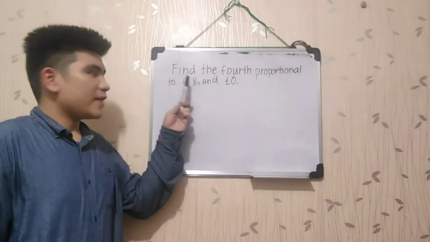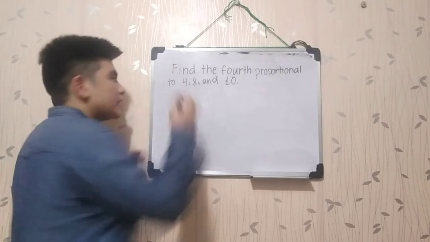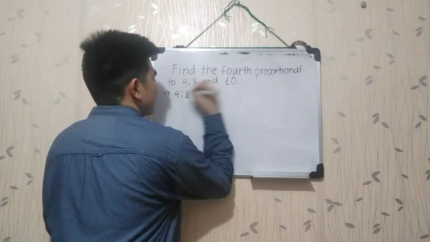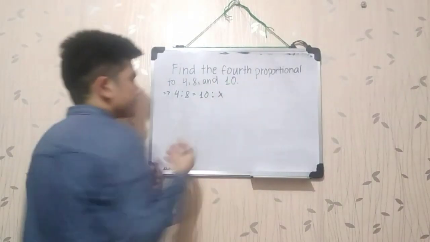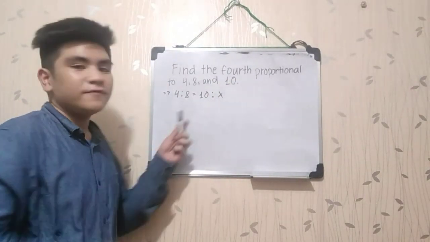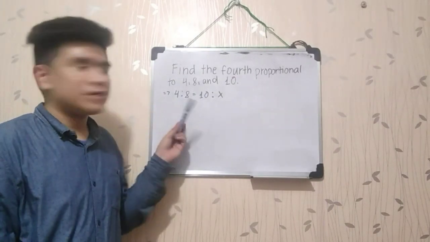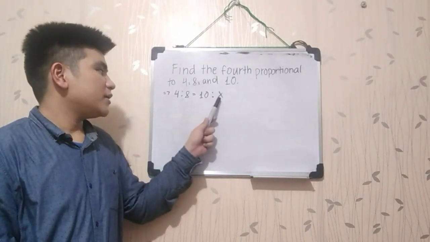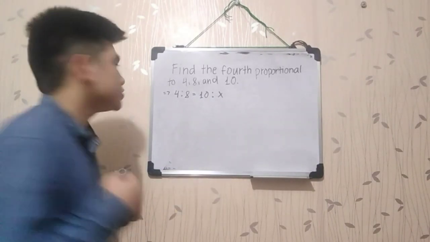Moving on to our last example, I have here to find the fourth proportional to 4, 8, and 10. Now, write it as 4 is to 8 as 10 is to x. Now, this is different from the previous example since we have different values of means now and we have 3 givens. That would mean the only one left is the fourth term, or the second extreme, in the equation.